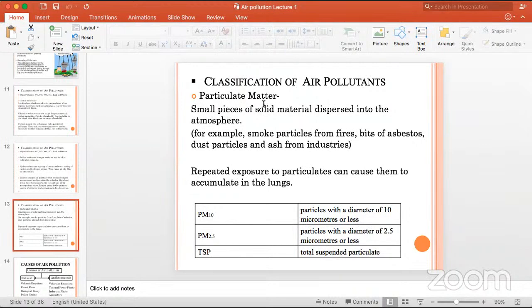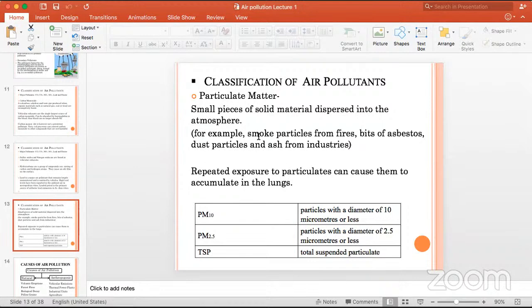Even in North India, people burn their farms. In Punjab and Haryana, the farmers burn their farms. It causes a huge amount of pollution in Delhi NCR. So that is a very, very wrong practice. It is directly releasing smoke into the atmosphere. So that is contributing to PM particles.